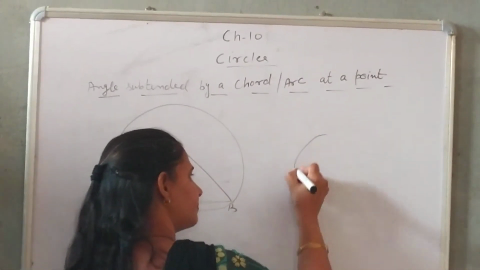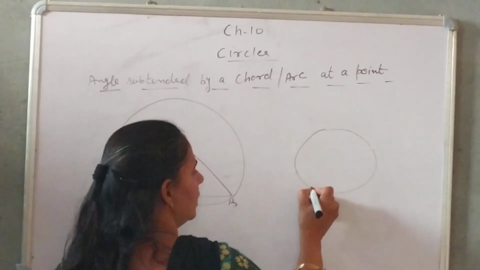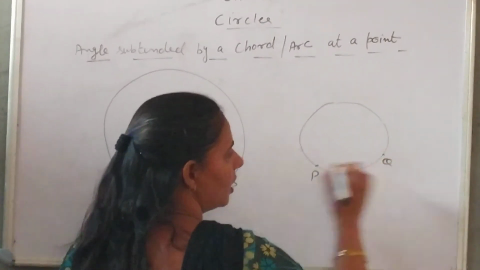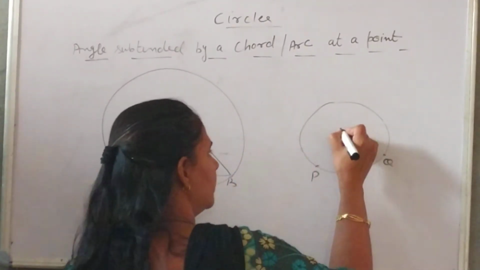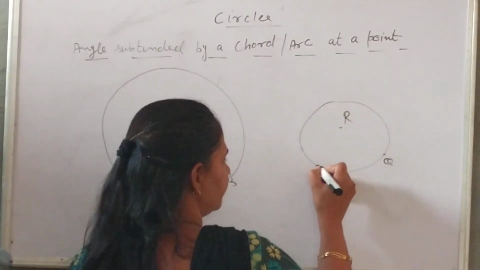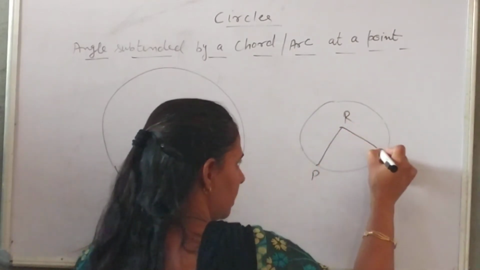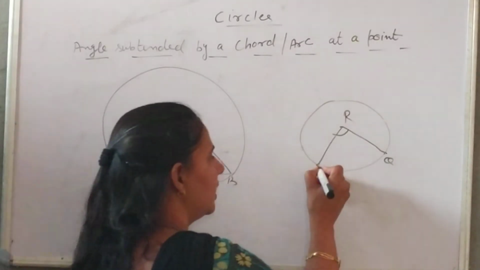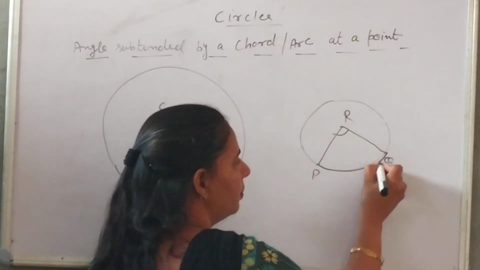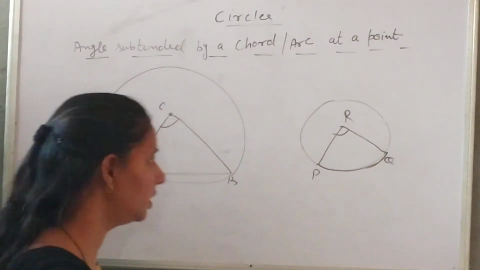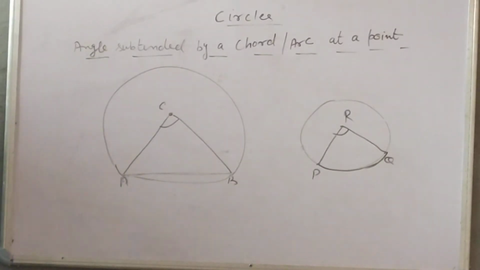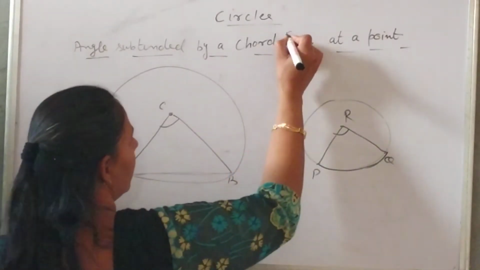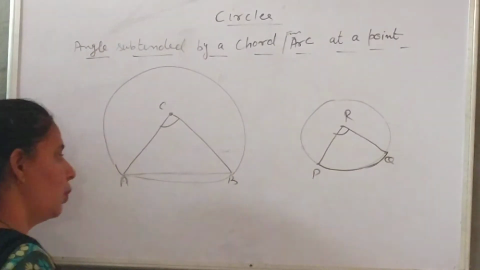If this PQ is an arc of a circle and there is any point R, join PR and RQ, then this angle R is subtended by arc PQ. Clear? The angle subtended by a chord or an arc at a point.